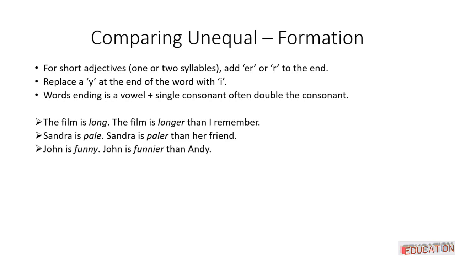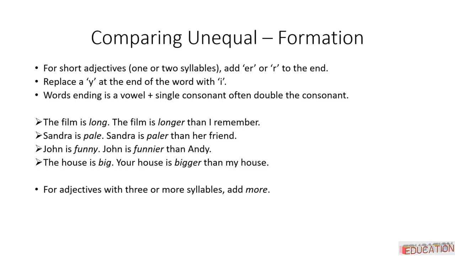John is funny. John is funnier than Andy. And here we see the example where funny ends in a Y and it's replaced with an I before the ER. The house is big. Your house is bigger than my house. This is an example where we have a vowel with a single consonant and we make 2 G's to make bigger. Fat goes to fatter and so on.